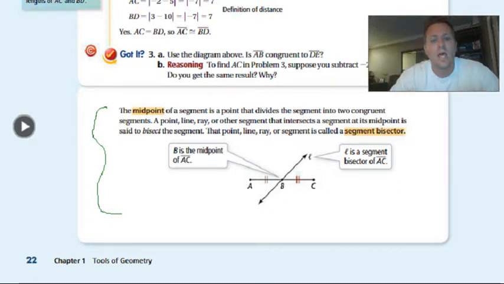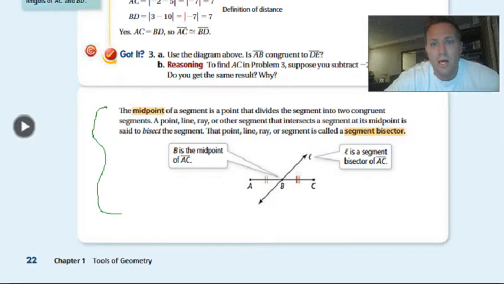Midpoint, makes sense. So it says a point, a line, a ray, or other segment that intersects a segment at its midpoint is said to bisect the segment. So all you're saying though is that we have this line, if you look right here, this line is bisecting, which just means it cuts the segment in half.